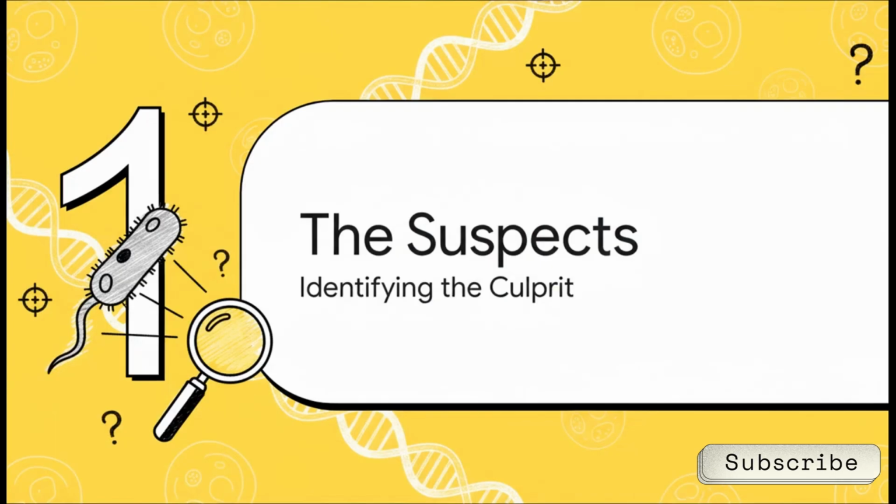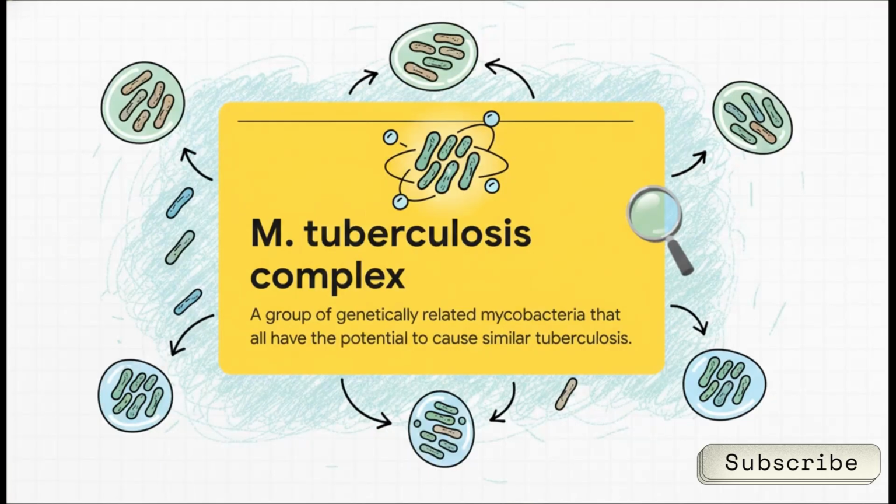First things first. In any good investigation, you have to know exactly who you're looking for. So let's start by properly identifying the organism, or should I say organisms, responsible for TB. Okay, listen up, because this is a classic exam pitfall. The bug that causes TB isn't just Mycobacterium tuberculosis. If you want full marks, you have to write M.